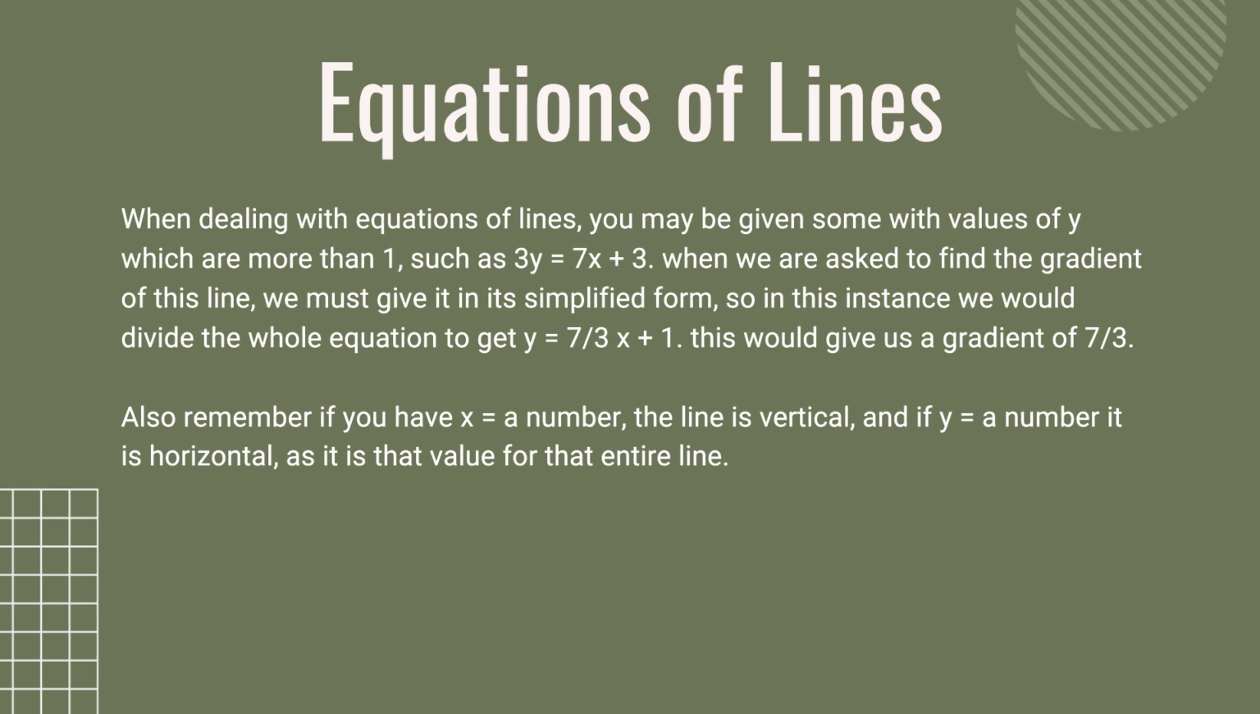Also remember, if you have x equals a number, the line is vertical. If y equals a number, the line is horizontal, as it isn't that value for the entire line. So say if I have the line x equals 1, I go to x equals 1 across, and I just draw a big line which goes from the top of the page to the bottom.